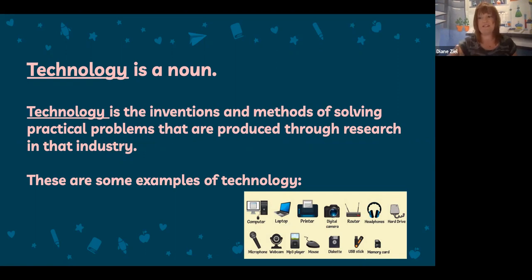But remember, technology can be as simple as this stapler. It did not just grow out of the ground. This was invented by somebody to solve a problem of holding paper together. So think about that when you think about technology. Remember what we said in our last video. Go on a little scavenger hunt around your house. It won't take long to find many examples of technology. They are just inventions that were made to solve a practical problem.